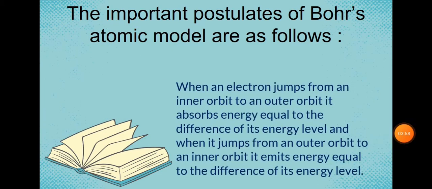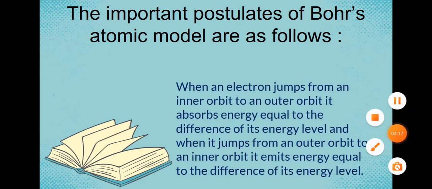Next, when an electron jumps from an inner orbit to an outer orbit, it absorbs energy. What does it do? It absorbs energy equal to the difference of its energy levels. And when it jumps from an outer orbit to an inner orbit, it emits energy.